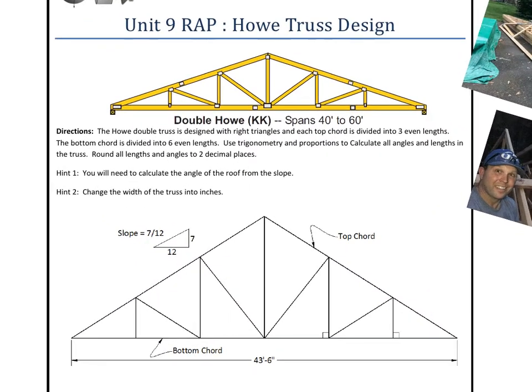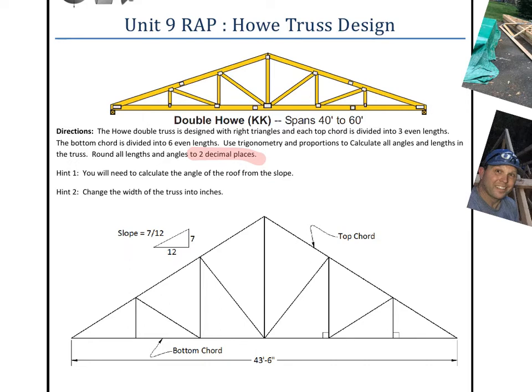So you can read through the directions there, but an important highlight is that it's made of right triangles. We have the top chord, which is this length right here, some vocabulary. This is called the bottom chord, okay? And the top chord is broken into 3 even lengths. The bottom chord is broken into 6 even lengths. We're going to use some trigonometry to calculate all these angles. I'm going to round to 2 decimal places. Keep that in mind at the end. Now you're going to want to probably have more than that as you work, but that'll be good.